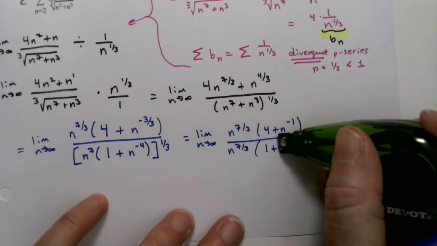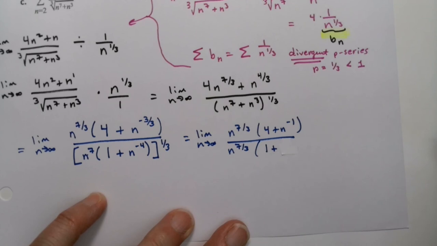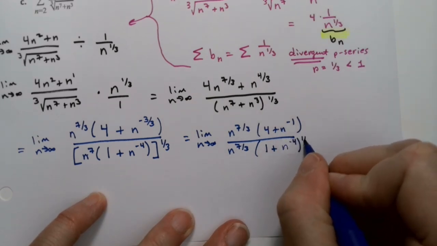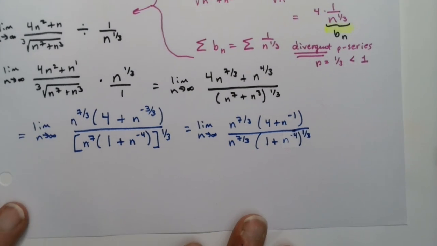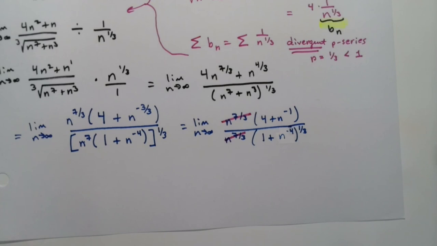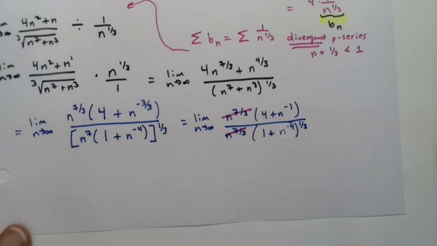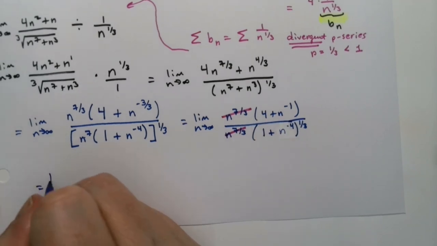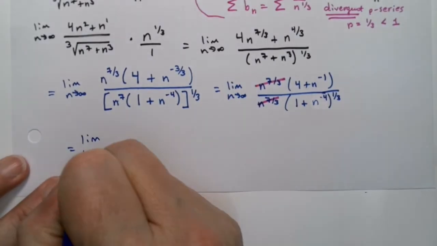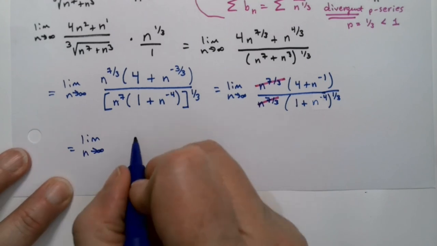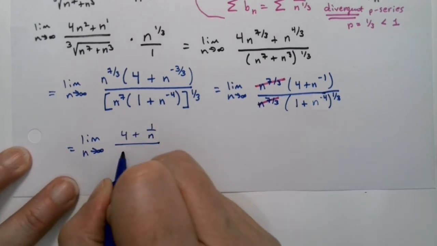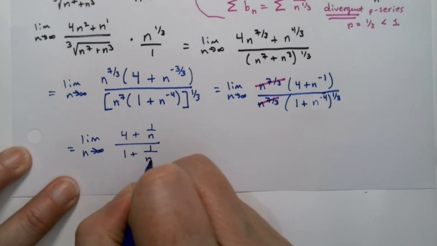Actually, I'm just going to leave it as a negative power. I won't even bother rewriting it. Since I wrote it as a -1 right there, I'm going to write it as -4 right here to the 1/3. All right, well, the reason I did that was because these are going to go away. And that's going to leave me with the limit as n goes to infinity of 4 plus 1 over n, over 1 plus 1 over n to the 4th.